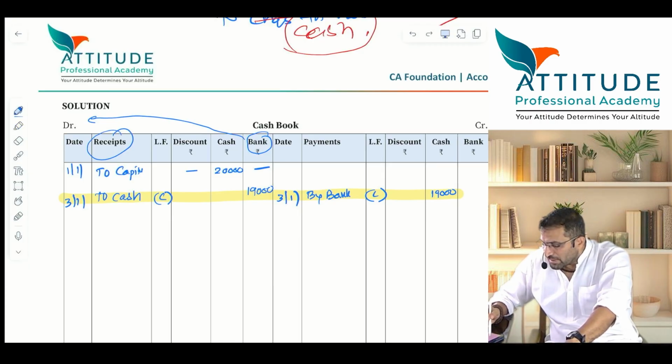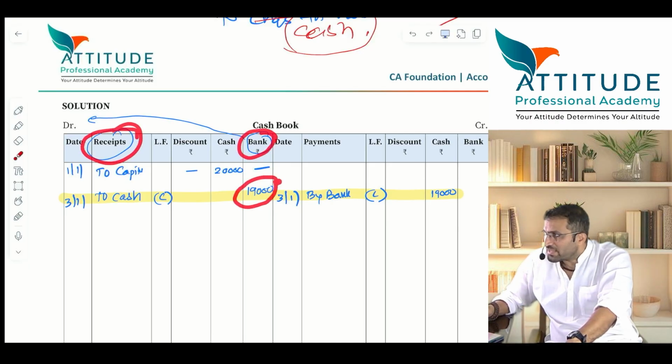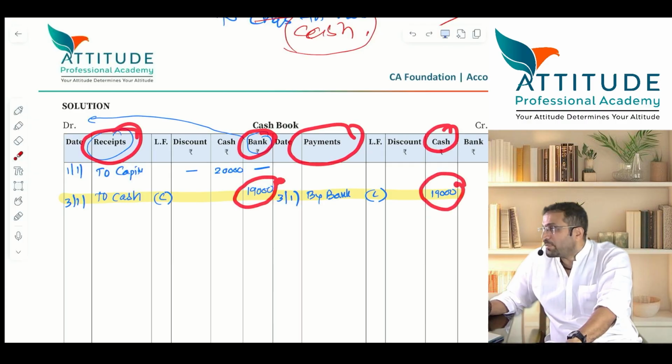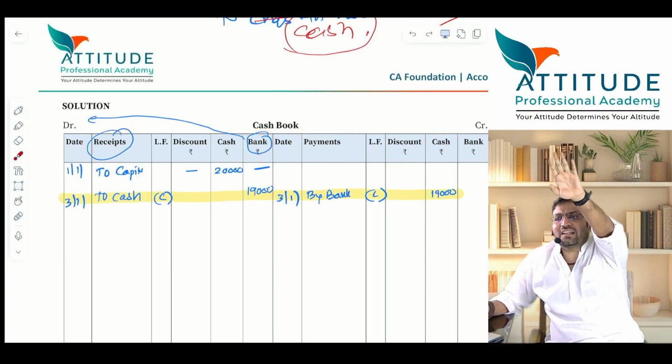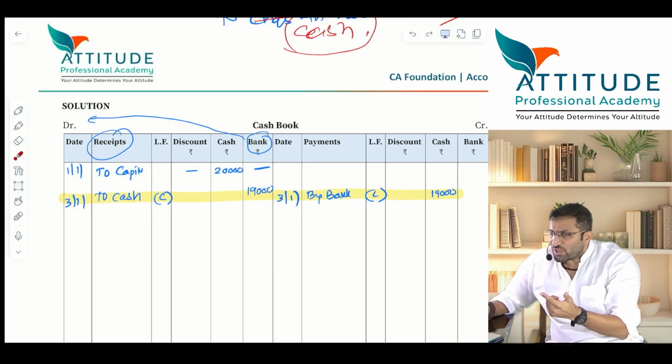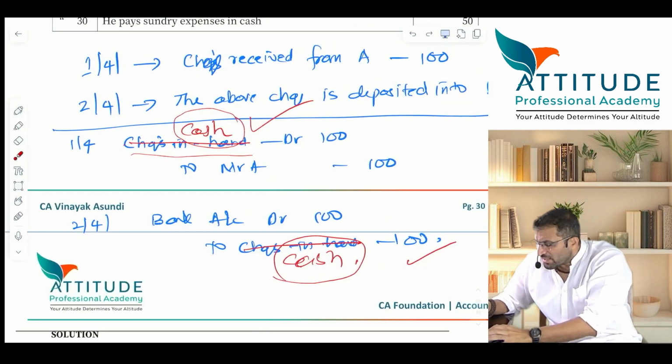Now tell me where the money is. Bank account receipt side is 19,000, means it is cash deposited into bank. So it's a receipt in the bank and it is a payment of cash. Is that clear? Anybody has any difficulty? Okay. Now I'll ask you the question. You have to answer it. Is that clear? Next, third one, bolo.